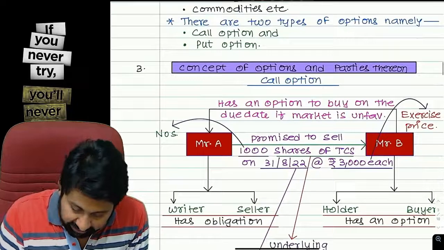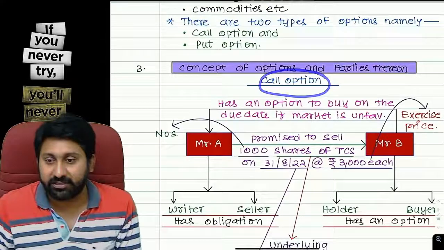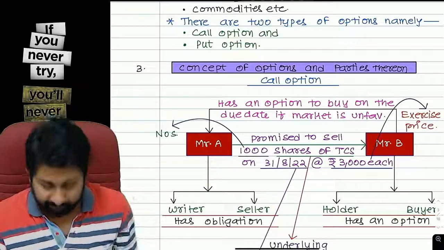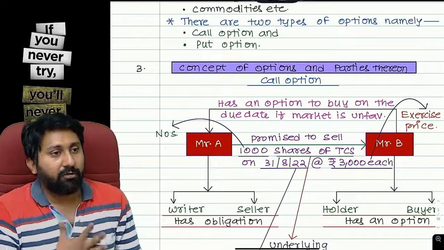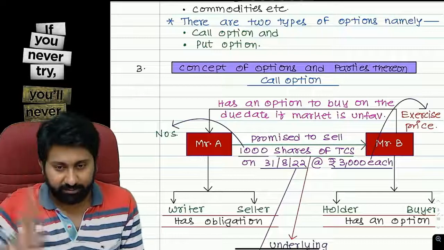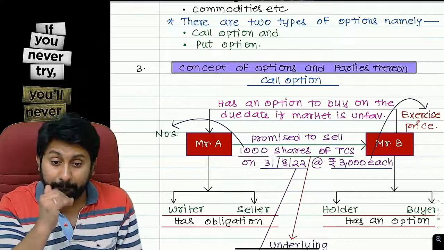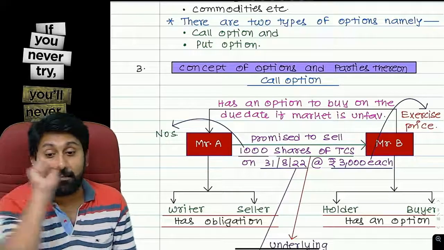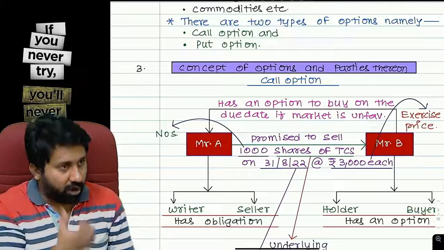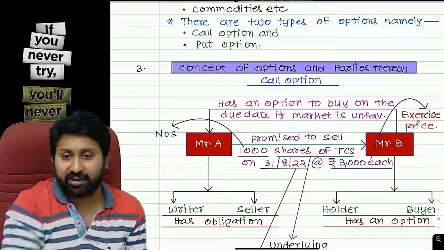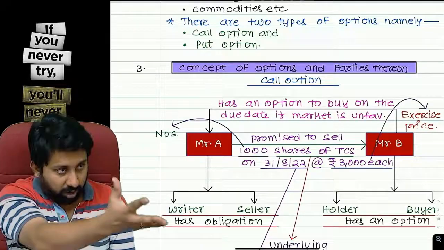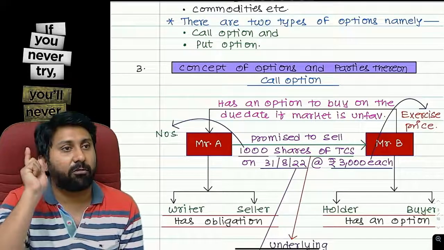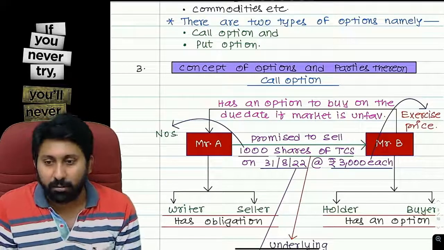This is called a call option. How has that name come? See here, I want to buy the shares in the future. I want delivery. What will I do? I need delivery. Call option means I have to buy the share.